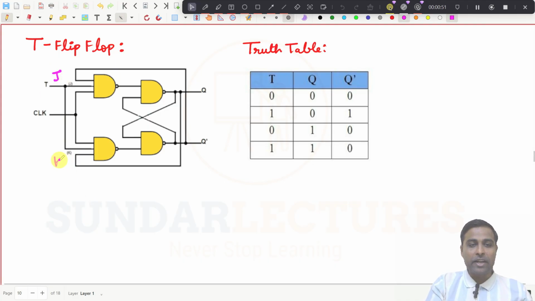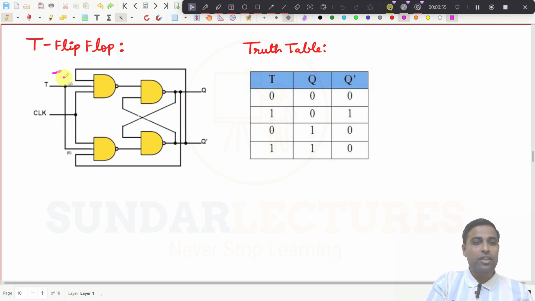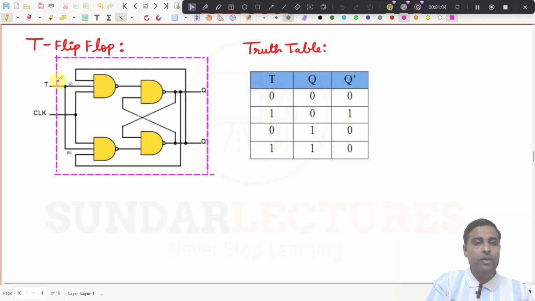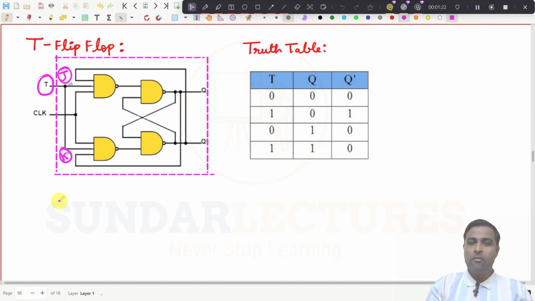This is a JK flip flop, right? Up to this one, it is a JK flip flop. Normally, this is one input J, and this is the other input K. Here and here it is J and K. And what we are going to do is just short this J and K and take it as an input T.